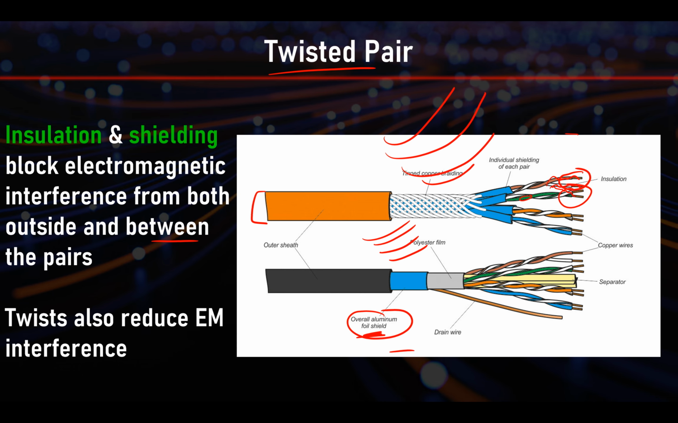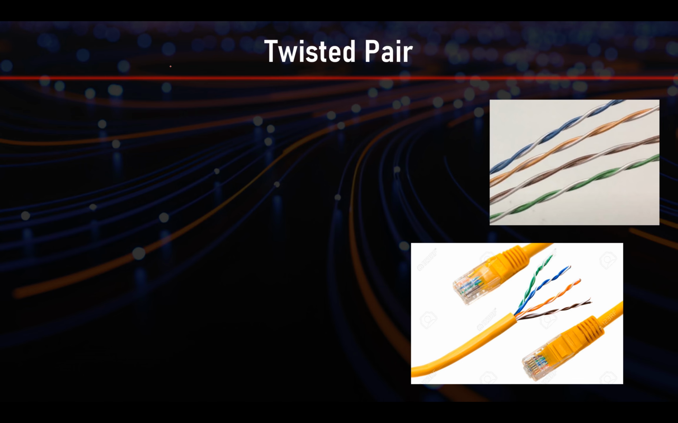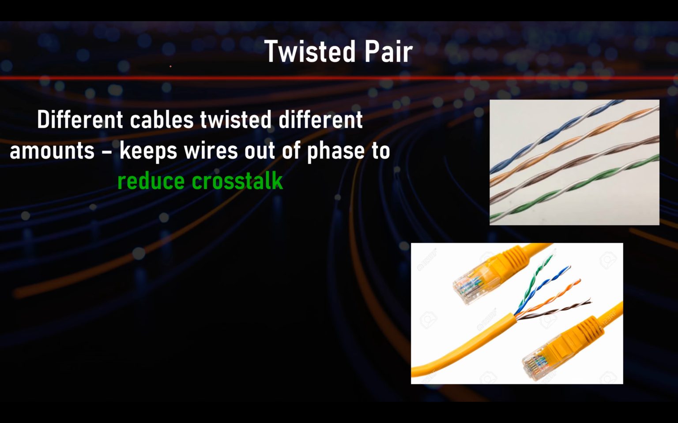We can also say the twists are also used to reduce the electromagnetic interference. Now, just for some more information, this is not required for A-level, but some people like to know the underlying physics, the technique of how it's actually working. Different cables are going to be twisted a different amount. This is to keep wires out of phase to reduce crosstalk, reduce interference. Specifically, crosstalk is talking about interference between the actual wires.